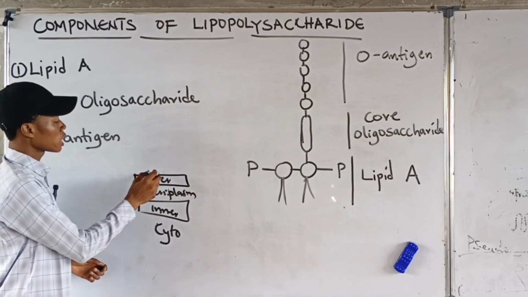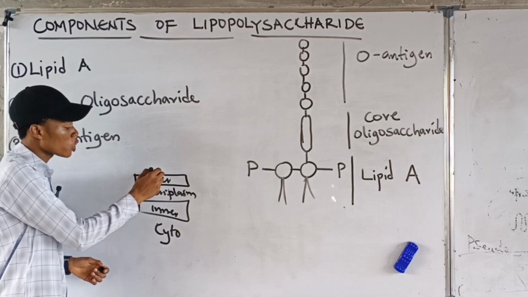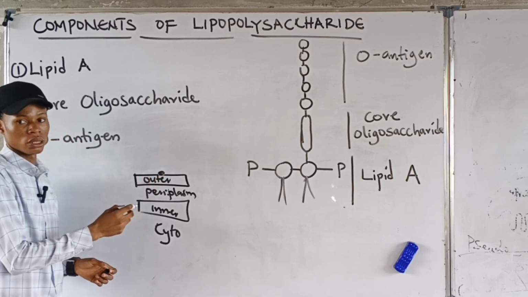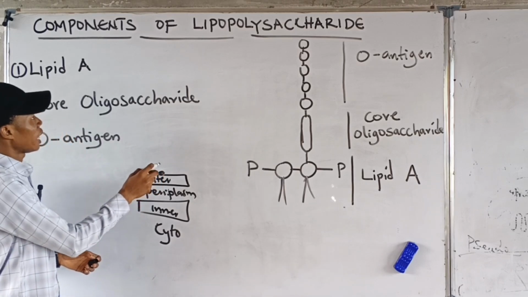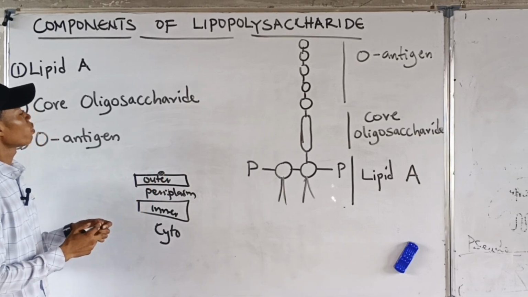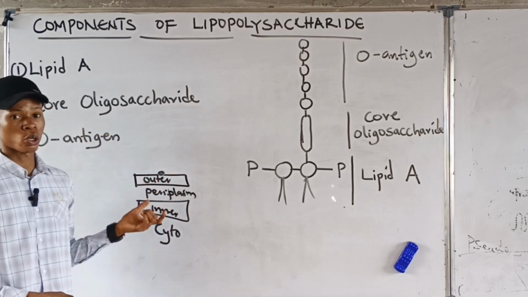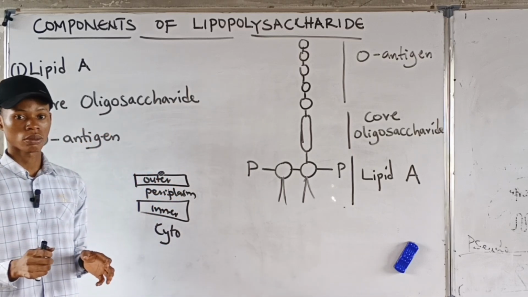Now, this lipopolysaccharide is on the surface of the outer membrane. That is where our lipopolysaccharide is attached, on the surface of the outer membrane of the gram-negative bacteria. Alright, and that is what is responsible for their endotoxicity.